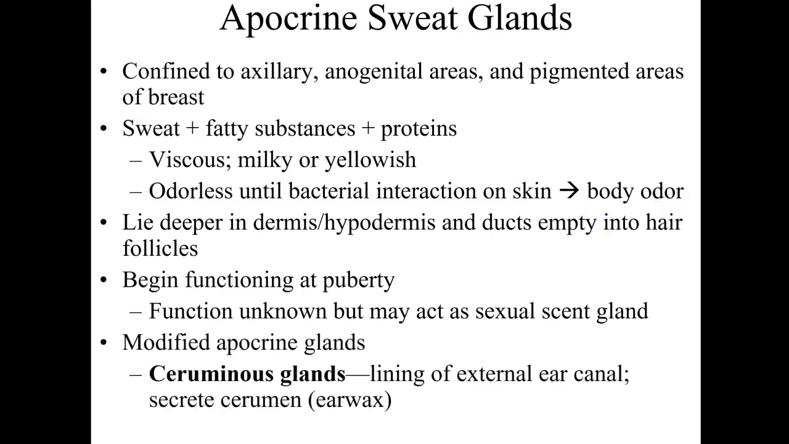Modified apocrine sweat glands are going to be your ceruminous glands. These are the ones that line the external ear canal, and they're going to secrete cerumen, and that is actually just earwax. Another type you're going to have is the mammary glands, and these glands are going to secrete milk.